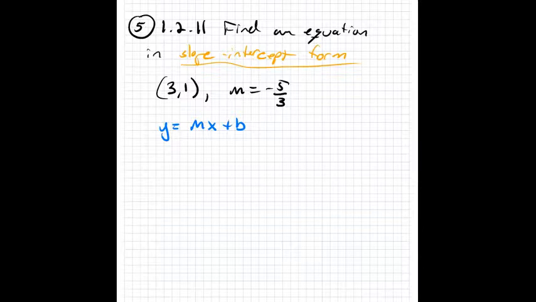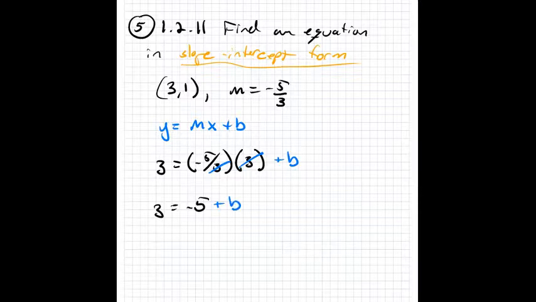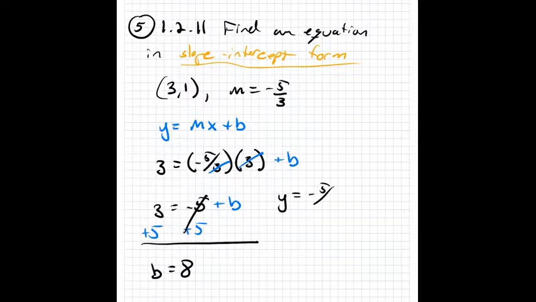Okay, y equals mx plus b. Let's do the same thing. Our y in this case is 3. The slope is -5/3. X in this case is 3. The only thing we don't know is b. Notice you've got a 3 on top and a 3 on bottom, so they're going to cancel each other out. So then we'll have 3 equals -5 plus b. Add 5 to both sides, to the left and right side of the equal sign. b equals 8. So then our slope-intercept form is going to be y equals -5/3x plus 8.